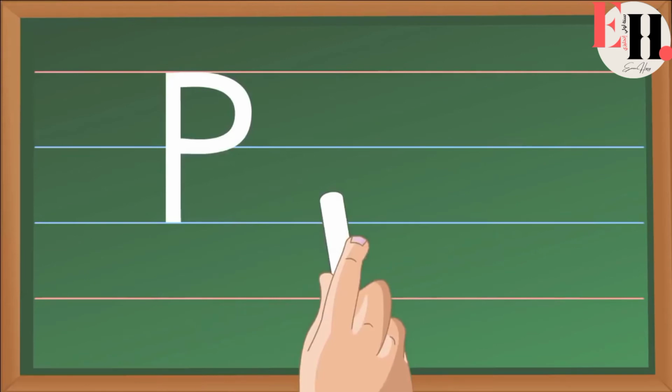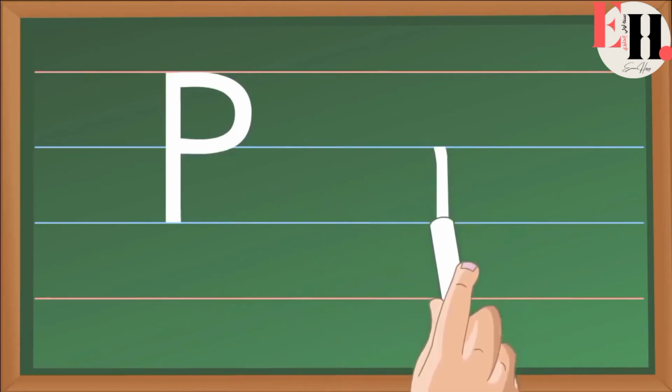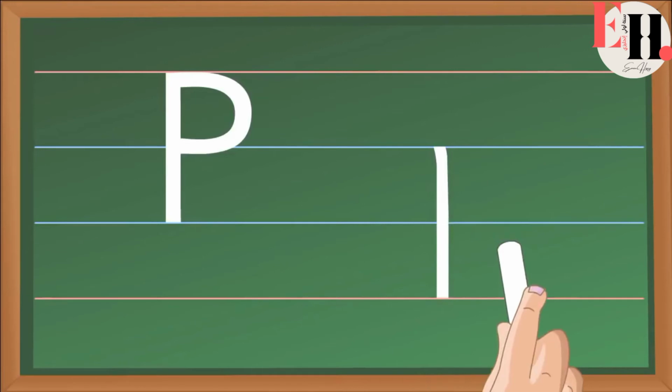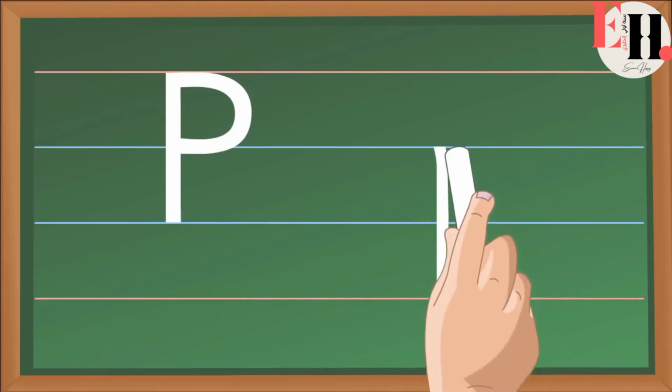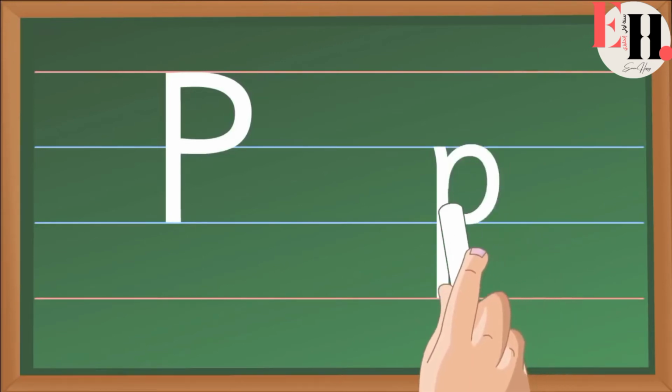Small p. Start from the middle and move down below the bottom. Then go to the middle and make a half circle to meet the line at the bottom.